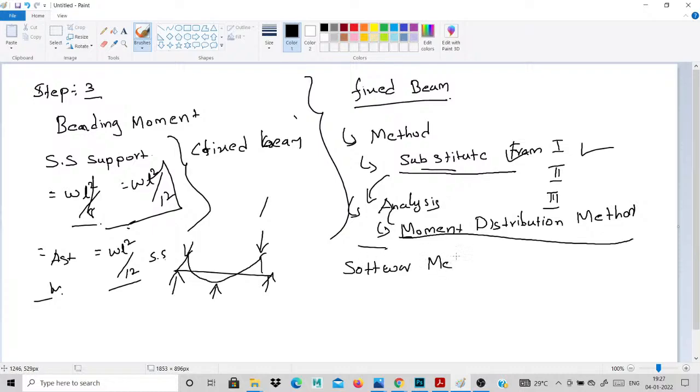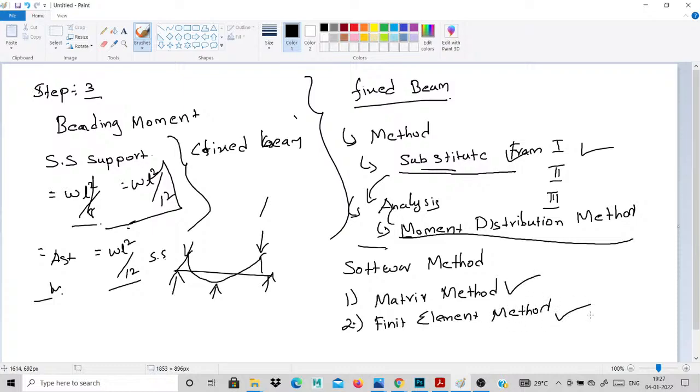What methods do software packages use to analyze a full building? StaadPro will do it by the matrix method. ETABS will do it by the finite element method. StaadPro uses the matrix method, and ETABS uses the finite element method.